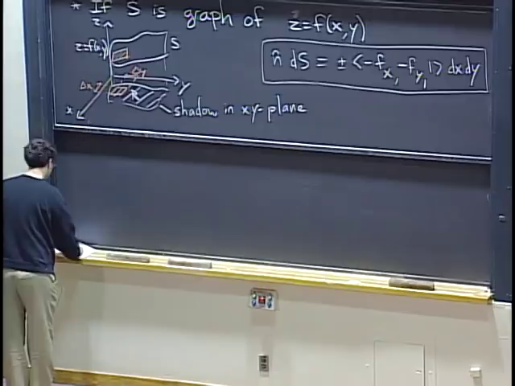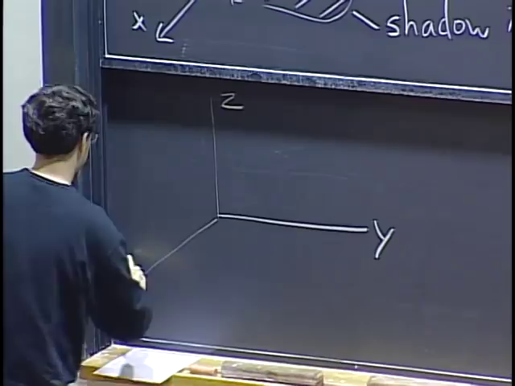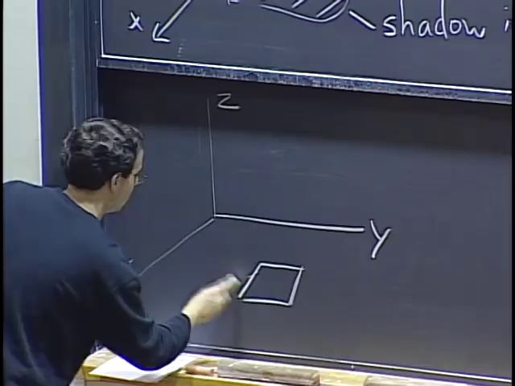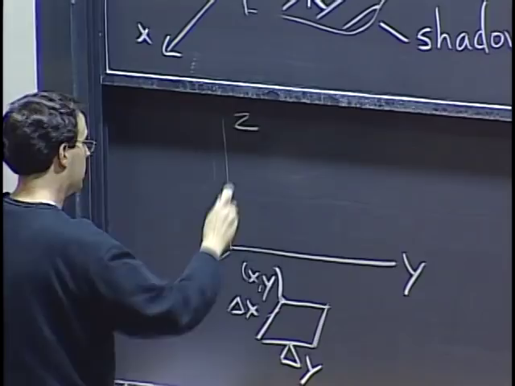So let's say I'm going to look at a small piece of the xy plane. So here I have delta x, here I have delta y, and I'm starting at some point x, y. Now above that, I will have a parallelogram on my surface.